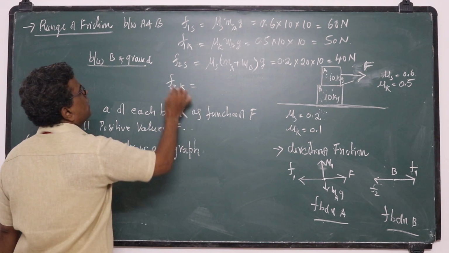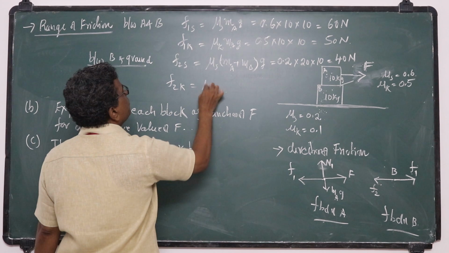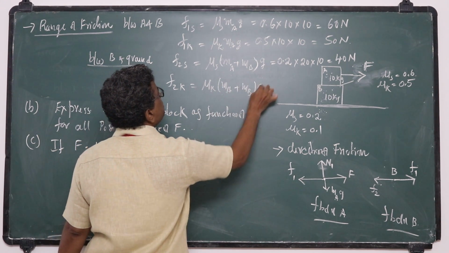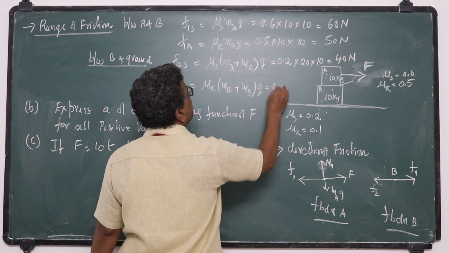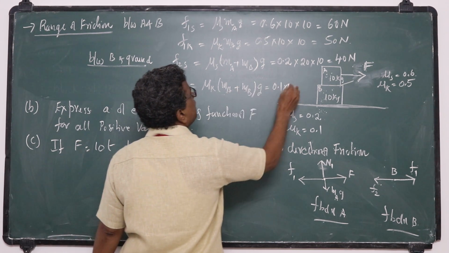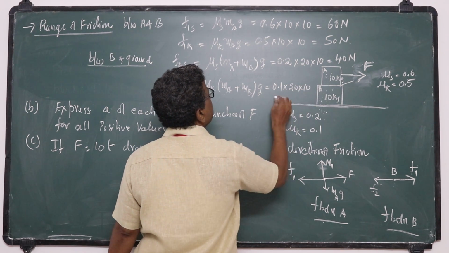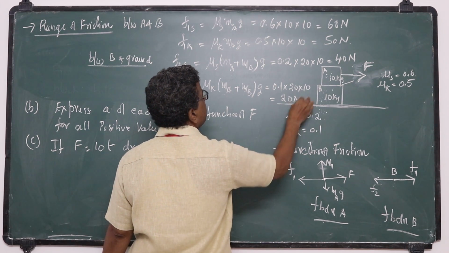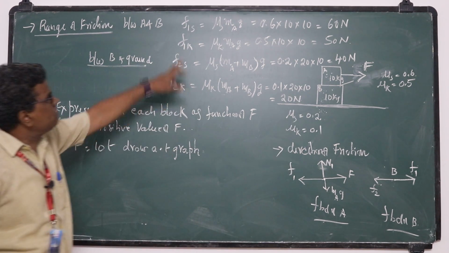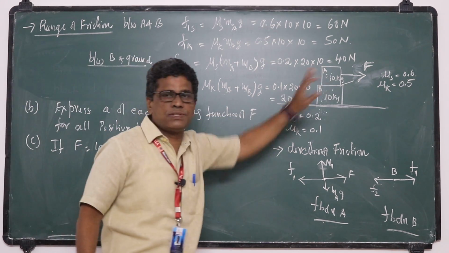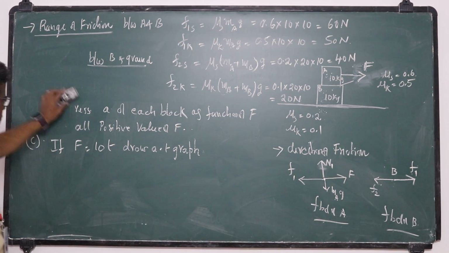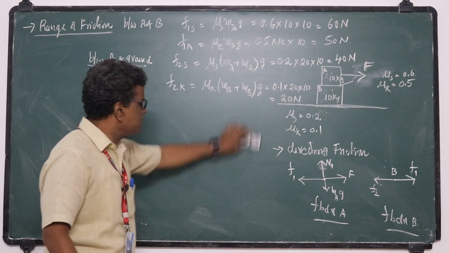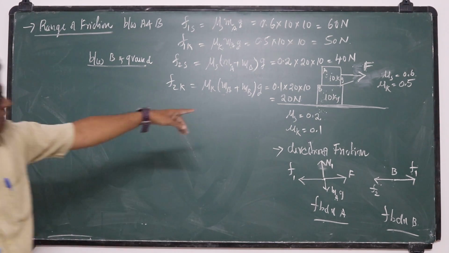Next, F2k. What is F2k? Mu k into mass of A plus mass of B into g. So you will get 0.1 into 20 into 10, so it will become 20 newtons. So these are the possible values of frictional force between the blocks. Now you check the maximum possible acceleration of this block B.